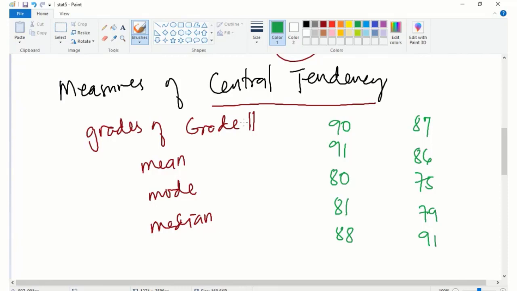So, 90 plus 91 plus 80 plus 81 plus 88 plus 87 plus 86 plus 75 plus 79 plus 91. Divided by 10 kayo lahat, so 10. So, in all actuality, ang mean ng inyong buong grado ay 84.8 or approximately 85. So, hindi na masama, no? Mataas na.